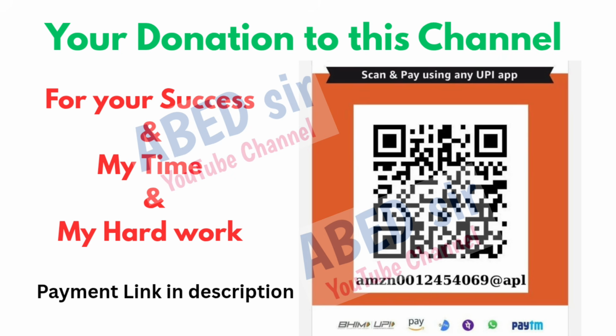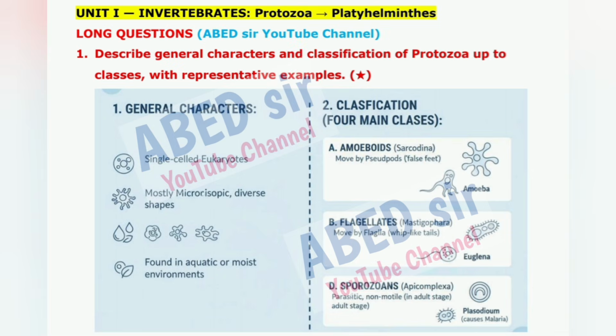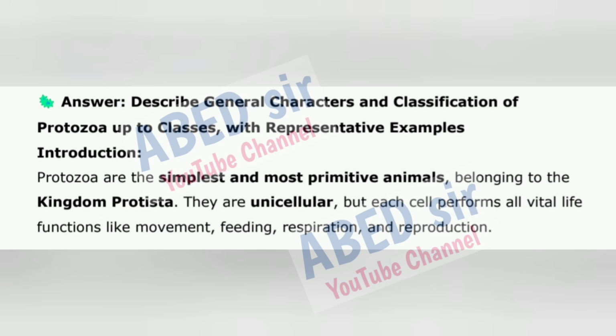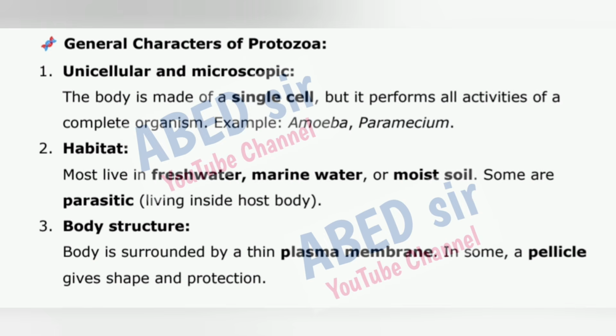Next, Unit 1, Invertebrates, Protozoa to Platyhelminthes. Long questions. First important long question is: describe general characters and classification of protozoa up to classes with representative examples. Answer. Introduction. Protozoa are the simplest and most primitive animals belonging to the kingdom Protista. They are unicellular, but each cell performs all vital life functions like movement, feeding, respiration, and reproduction. General characters of protozoa.